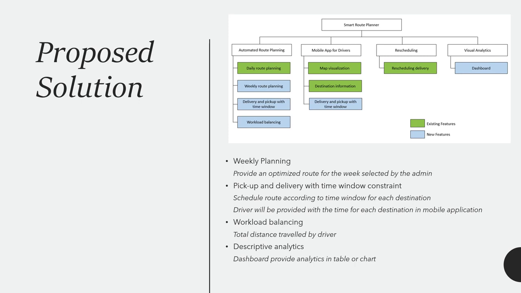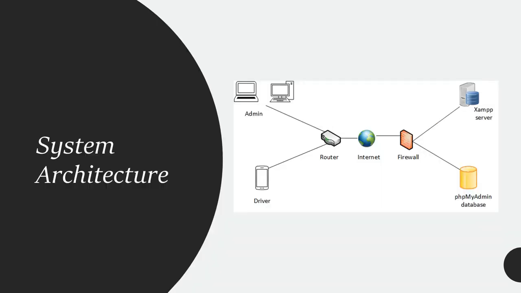And the third feature which was defined is the workload balancing feature, and it will be done by calculating the total distance traveled by the drivers. And then the last feature that was proposed is the dashboard, which will provide the analytics in the table or chart form. This is the system architecture which is used to develop the web application and the mobile application.